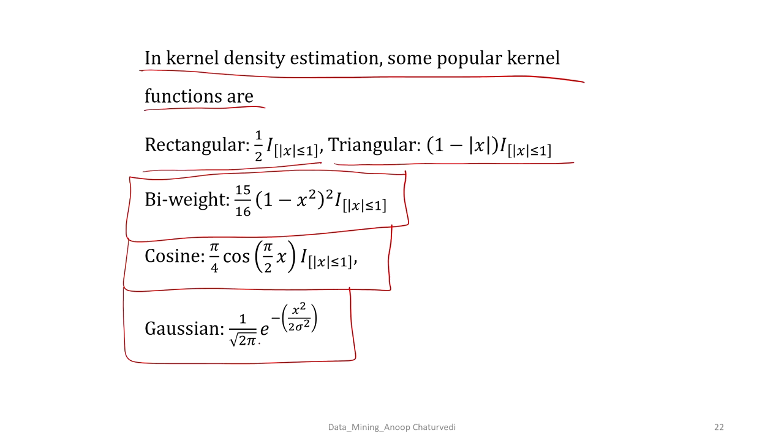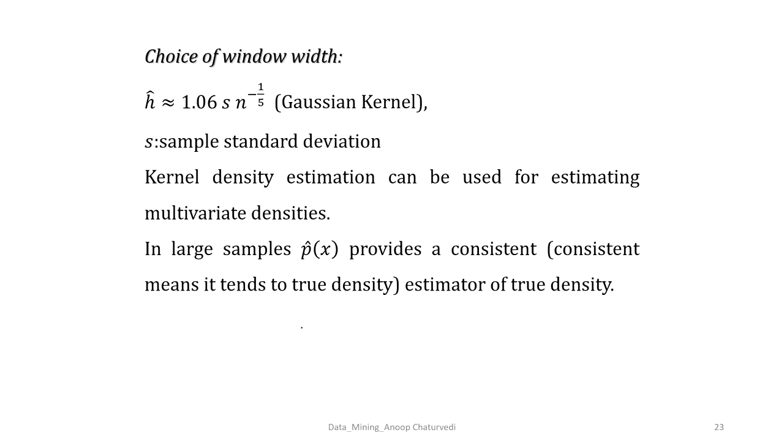and the usual Gaussian kernel function, which is just like the normal density function, 1 upon under root 2 pi sigma e to the power minus x square upon twice sigma square. Further, the choice of window width is usually taken as 1.06 s n to the power minus 1 upon 5 for the Gaussian kernel. For other kernels also, you can estimate the window width. I am not going into much details. Here, s is the sample standard deviation.